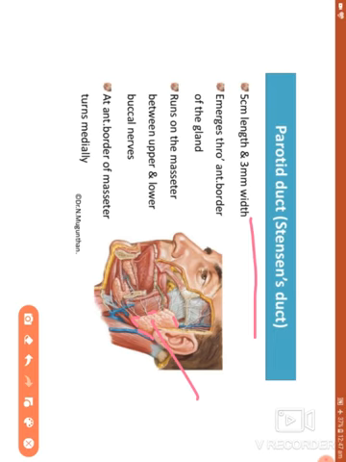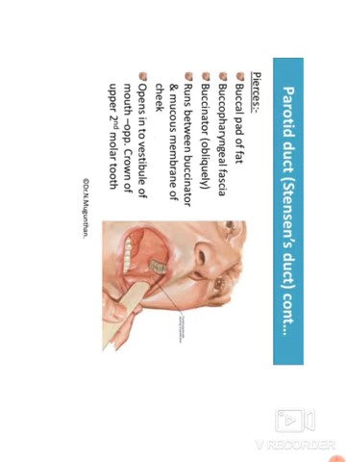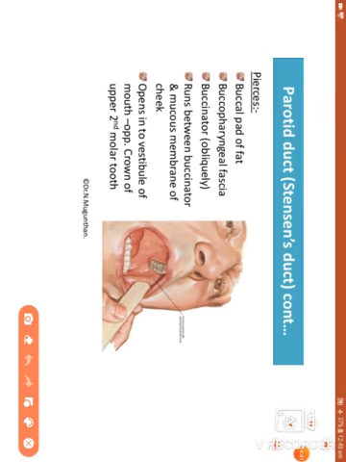See, it runs forwards over this muscle, the masseter. Then it passes downwards and medially, bending downwards and medially. Here we get the cheek. It pierces the buccal fat, then pierces the buccinator muscle, then pierces the mucous membrane of the cheek.